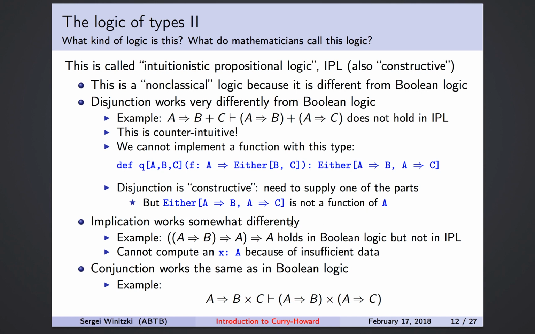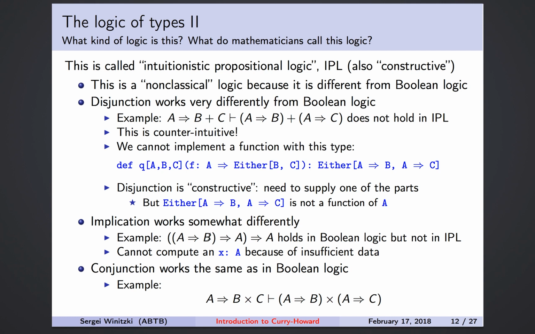Implication also works a little differently in the intuitionistic logic. Here's an example. This holds in Boolean logic, but not in intuitionistic logic. Again, let's see why. How can we compute this, given this? This function will give us an A only when given an argument of this type. But how can we produce a value of this type? We cannot. We don't have information that will allow us to produce a value of this type.